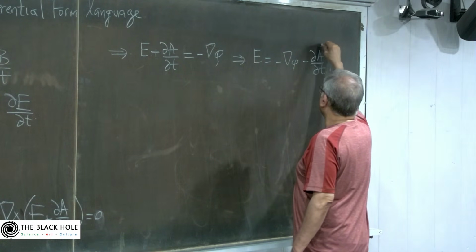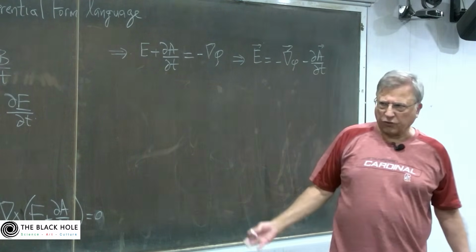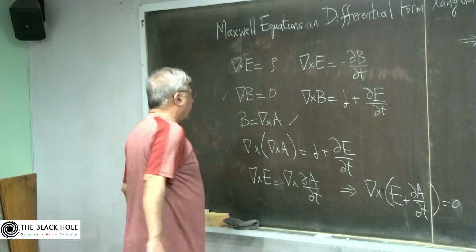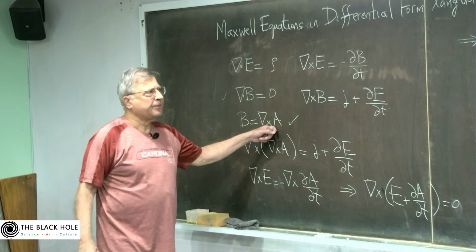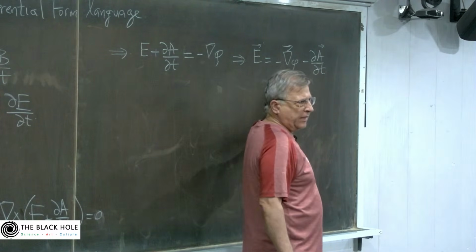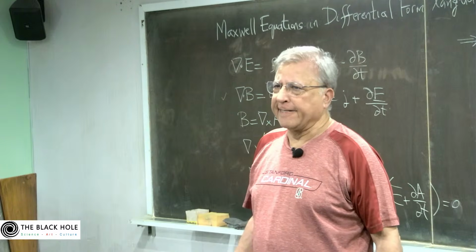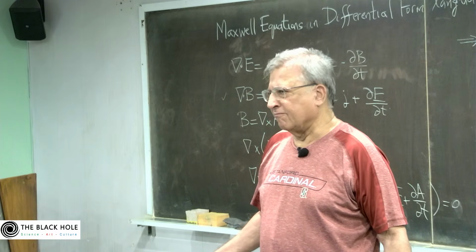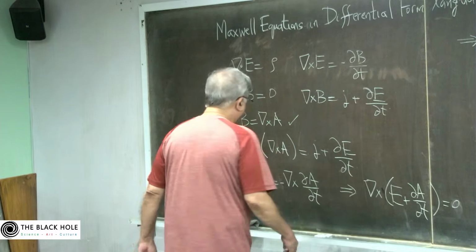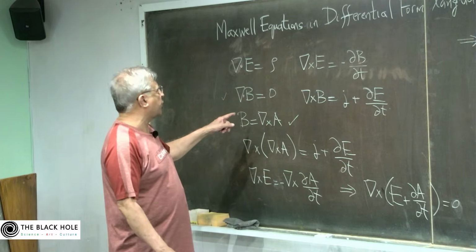And this is a vector, of course, all of these are vectors. So I have B in terms of A and E in terms of A and phi. A is what is called the vector potential, and now what we can do is we can put it like over here in these two equations.